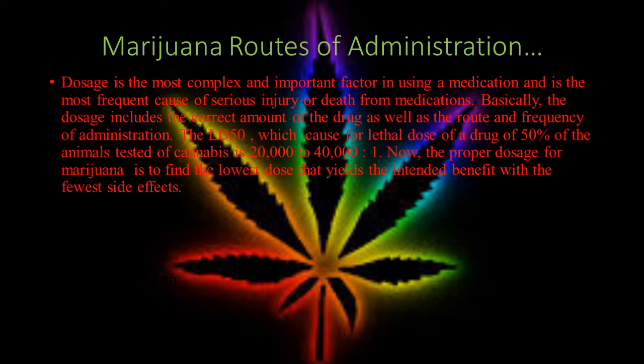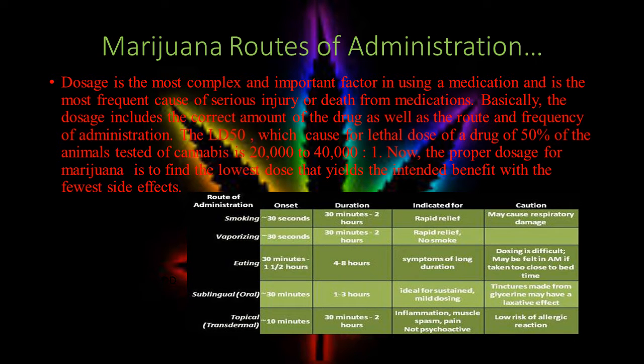Marijuana routes of administration. Dosage is the most complex and important factor in using a medication. It is the most frequent cause of serious injury or death from this medication. Basically, the dosage includes the correct amount of the drug as well as the route and frequency of the administration.